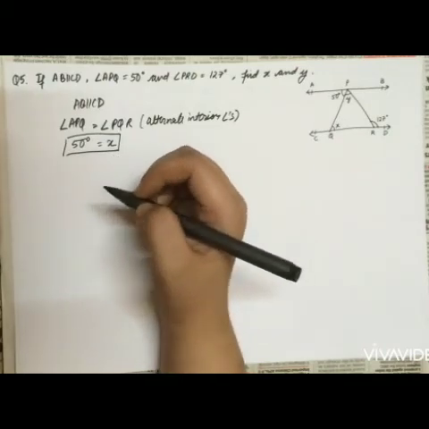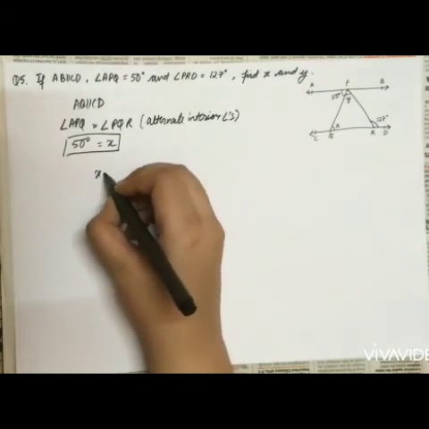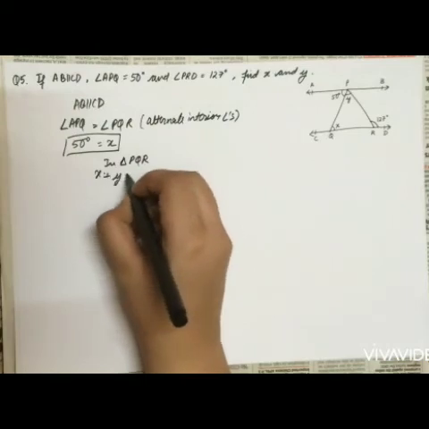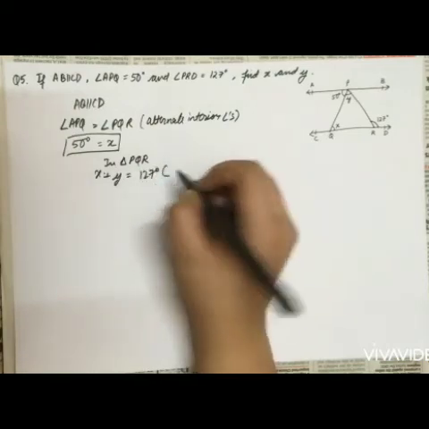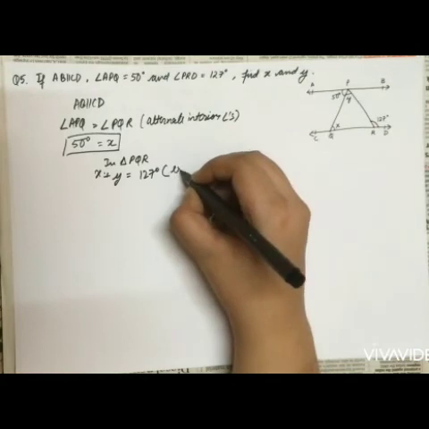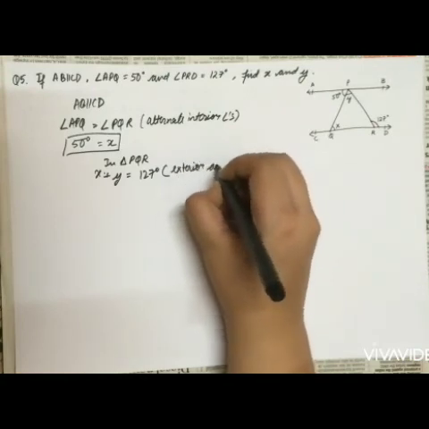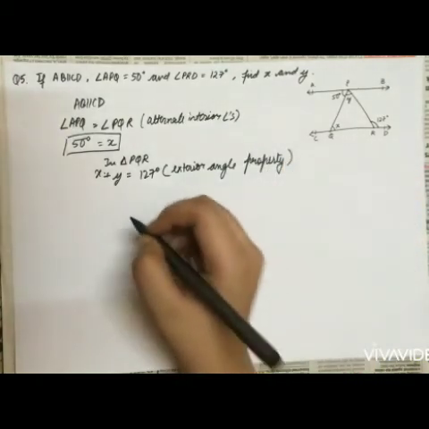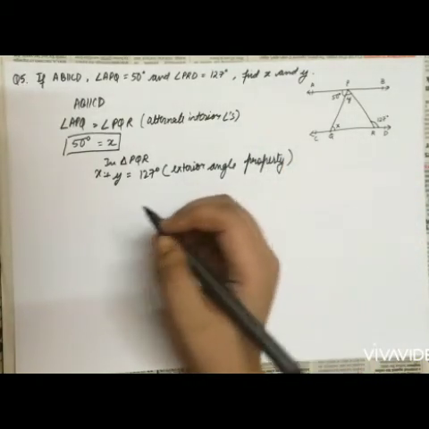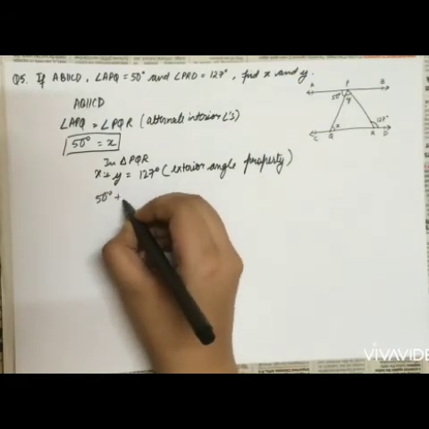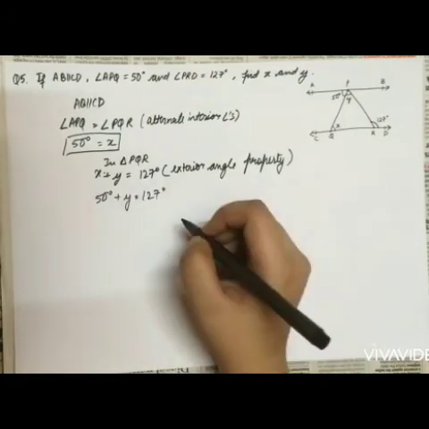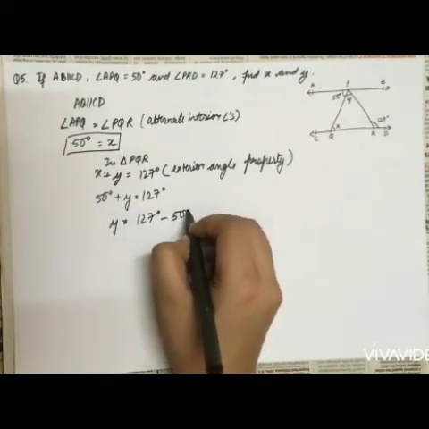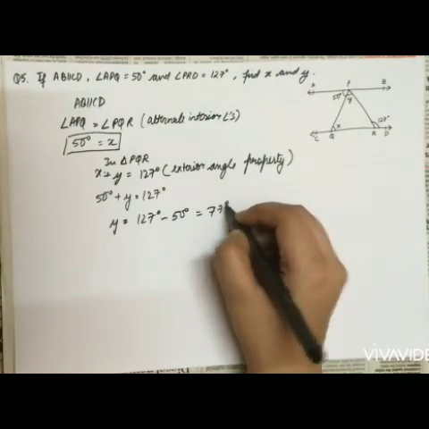Now for y, in triangle PQR, we can say x plus y is equal to 127 degree. Why? Because of exterior angle property. So x is 50 degree plus y is equal to 127 degree. Y is equal to 127 degree minus 50 degree, which is 77 degree.